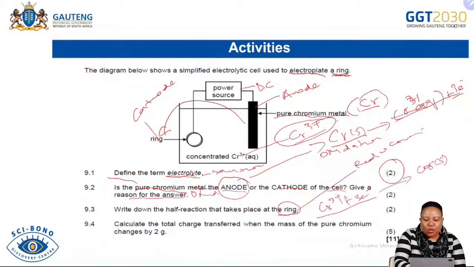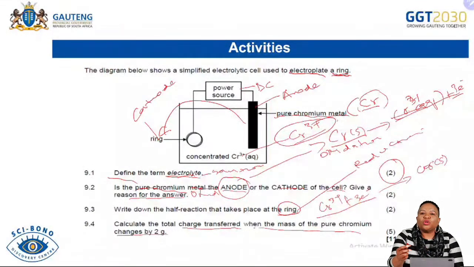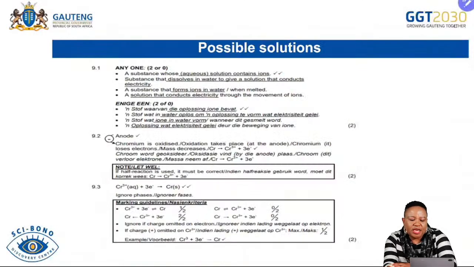And the last one says calculate the total charge transferred when the mass of the pure chromium changes by 2 grams. So we are also expected to use what? To use stoichiometric calculations in order for us to solve the calculations on this very important topic.